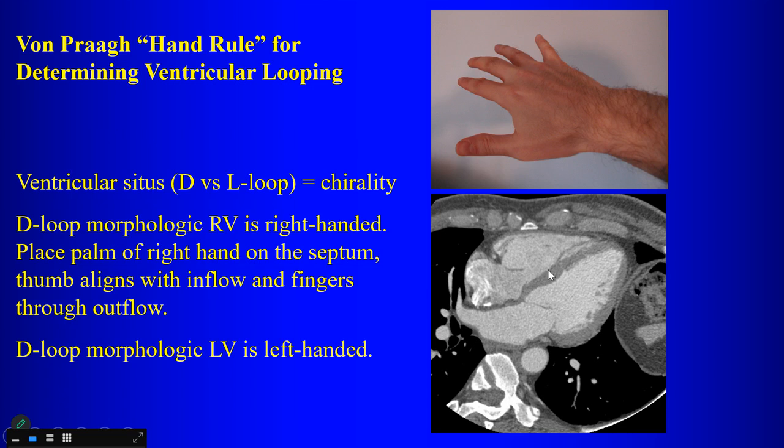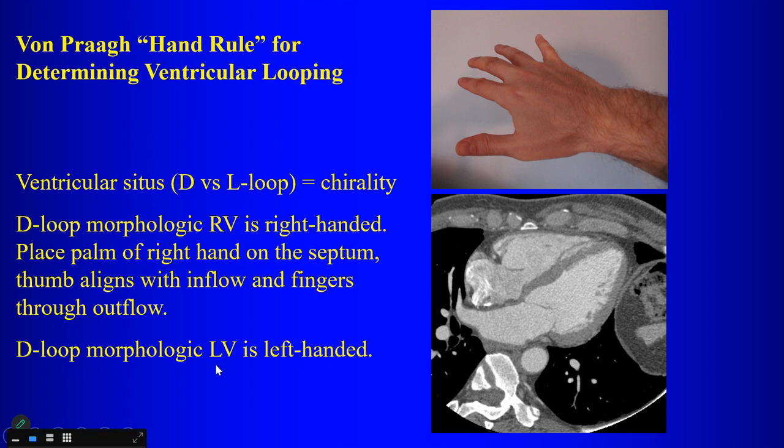So if you put the palm of your right hand on the septum of this morphologic right ventricle, the thumb does indeed align with the inflow, and the fingers align with the outflow. So that is a D-loop heart. Most times you won't need this, but there can be cases where the heart is very twisted, and you might need this to figure it out.